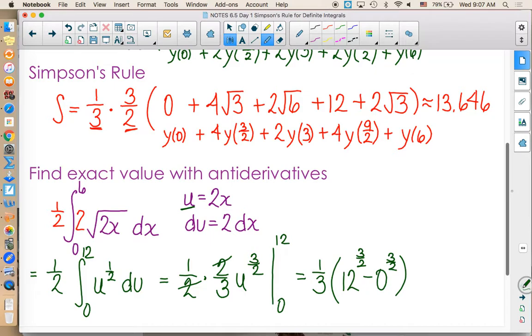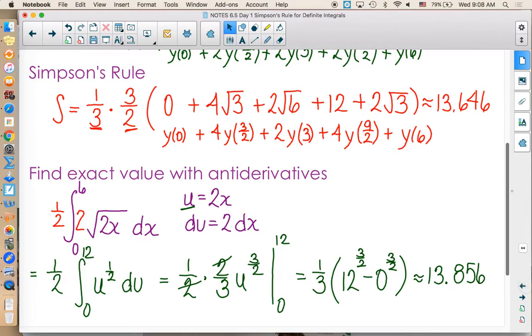12 to the 3/2 power ends up being a value we can calculate with our calculator. It's not a nice whole number. And the exact value for this integral, or much closer, because we did it from the calculus, it is rounded off a little bit, is in the 13.8 neighborhood.